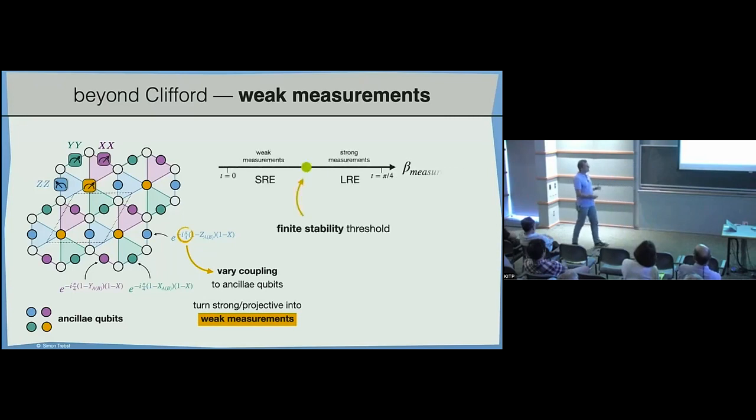And we can ask, as a function of this measurement, what is happening to the phase or the structure of entanglement that we just stabilized? Is that surviving or not? So is there a transition in this parameter, going from strong to weak measurements, that will take our long-range entangled phase and turn it into a short-range entangled phase? And is there a finite threshold for that?